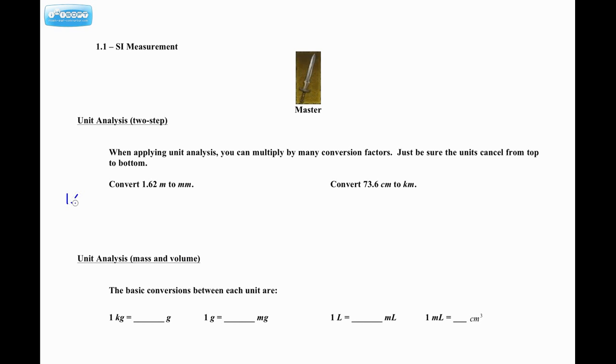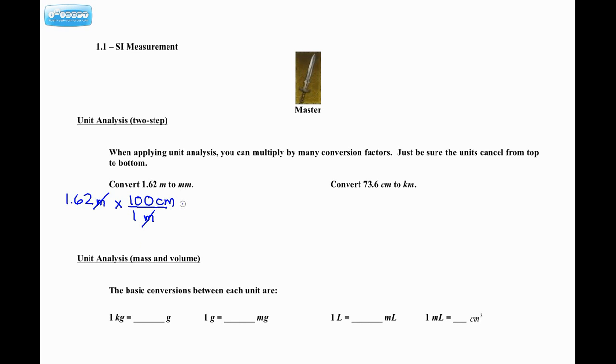So I write 1.62 meters. So that's my initial measurement. And let's suppose I want to convert to centimeters first. Maybe you forgot you couldn't go from meters to millimeters directly. I don't know. So let's say I want to go to centimeters. Well, I want these meters to cancel, which forces me to put the meters down here. And I know that in 1 meter there are 100 centimeters. Okay? So already my meters cancel out. Okay? So the units now are in centimeters.